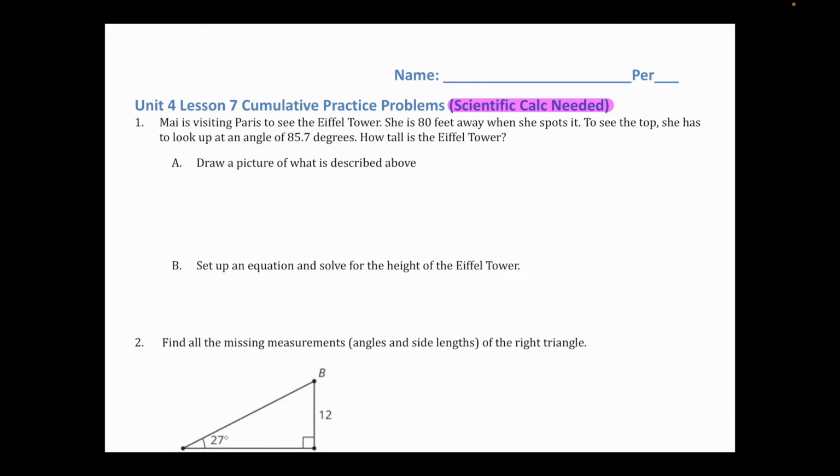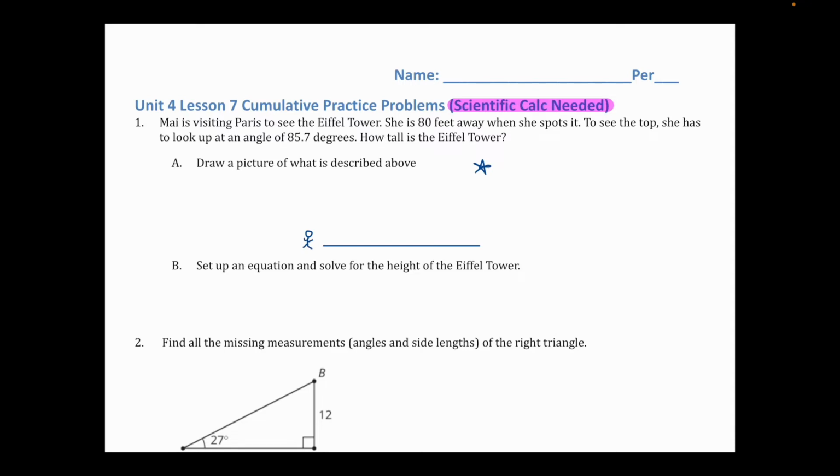I am not a good artist, but I will try to draw a kind of representation of what the Eiffel Tower would be. I know it kind of has a shape like this. You know what? I'm not even going to try to draw it. We're just going to draw the top of the Eiffel Tower, and I'm going to consider that point right there. So when she's 80 feet away, that's going to be a horizontal distance here of 80 feet. So we'll draw my person.